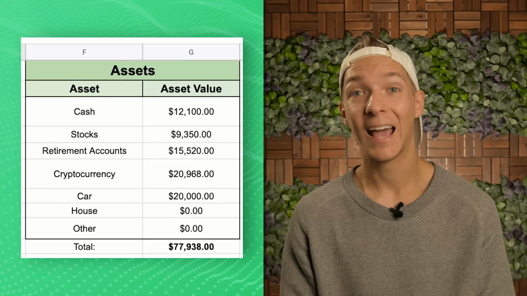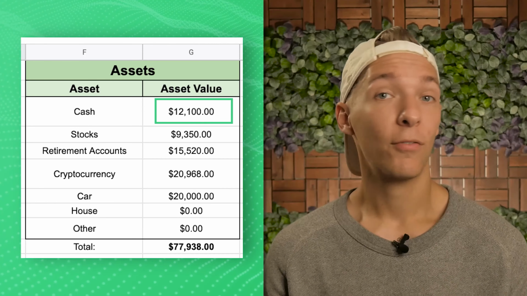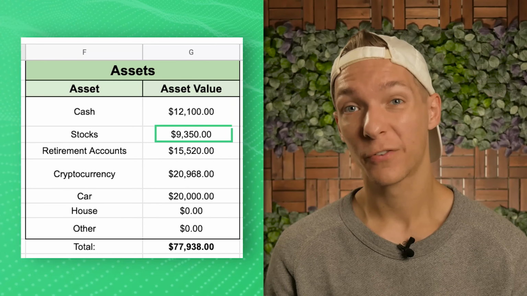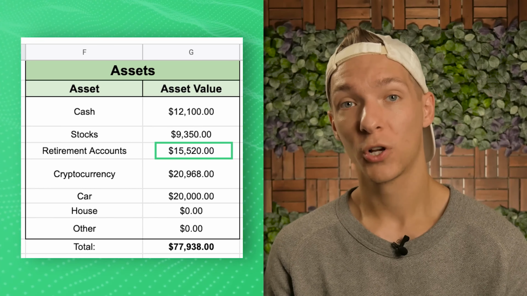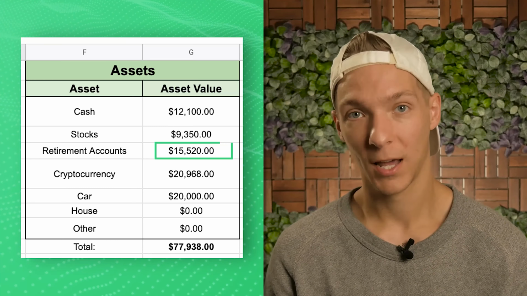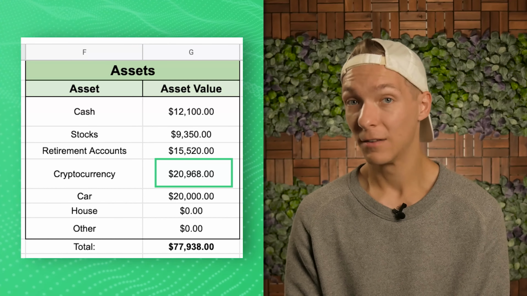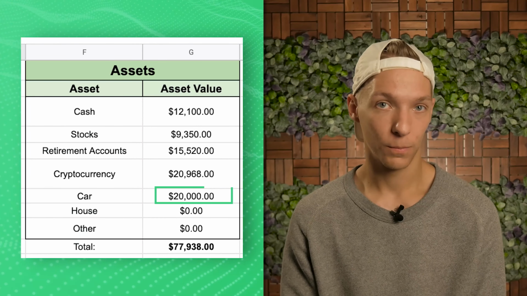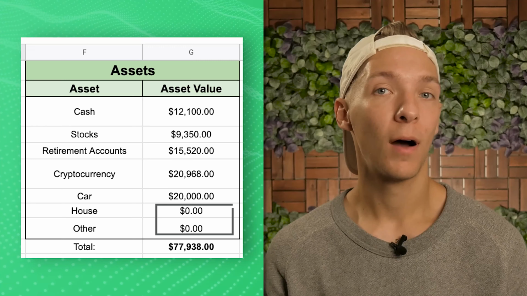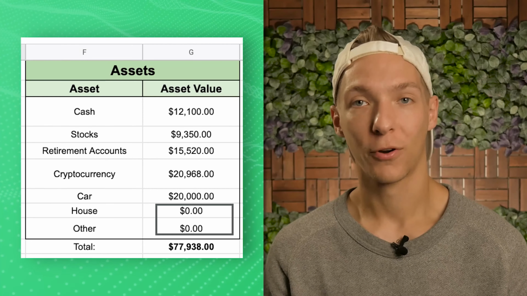I have three different components going on here. First, I have the assets section. Here, I've added up all of the cash in my bank accounts. I've also added up all of my normal investing accounts for the stock section and separated my retirement accounts into a different section, which includes a Roth IRA and my 401k. Then, I added up the current value of my cryptocurrency investments, and finally, looked up my car on Kelley Blue Book to get an estimate of its current value. And since I rent, I don't own a home, I left that section at 0, and I don't think I have anything else worth adding up here for other assets.